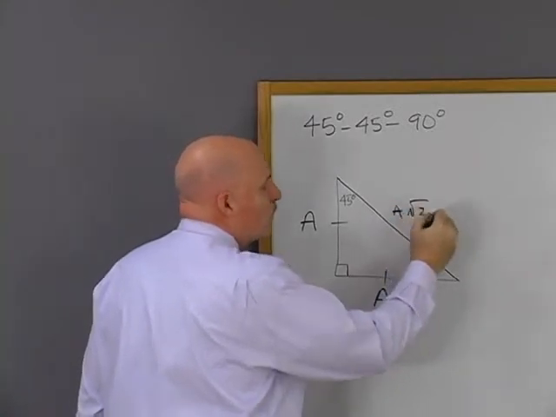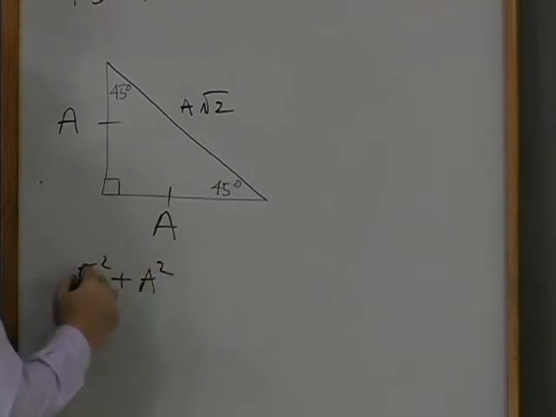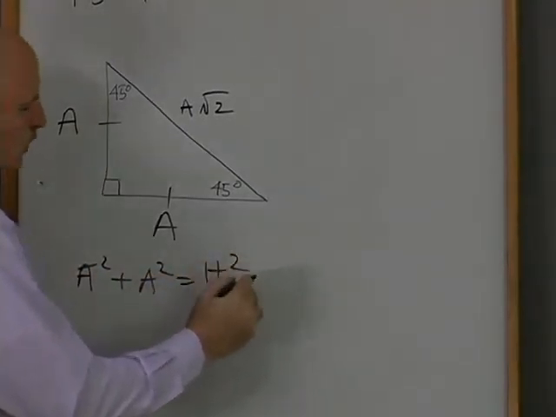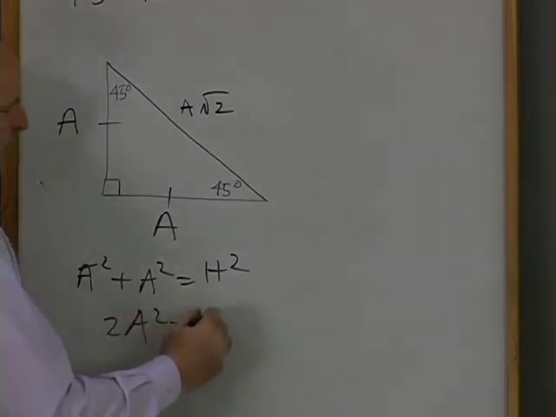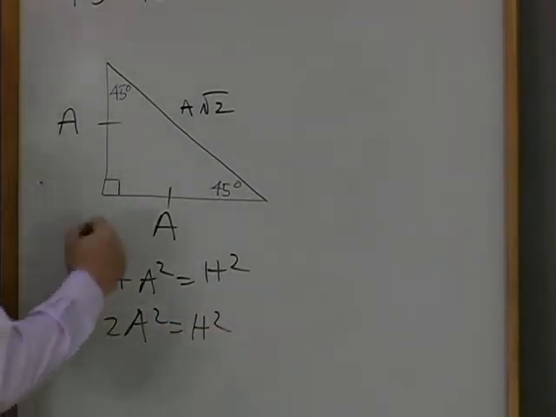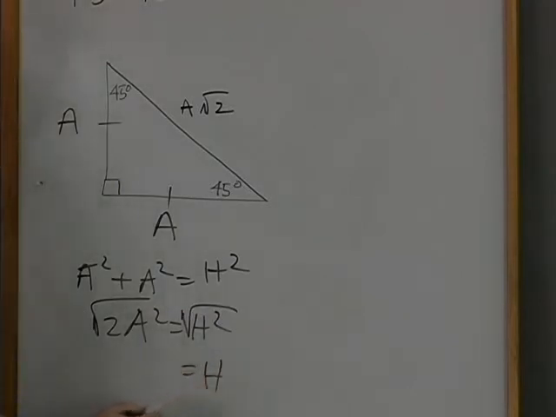A square root of 2, right? But let's prove it. A squared plus A squared equals hypotenuse squared. That would be 2A squared. Sorry, 2A squared equals hypotenuse squared. Now I've got to take the square root of both sides to find the hypotenuse.